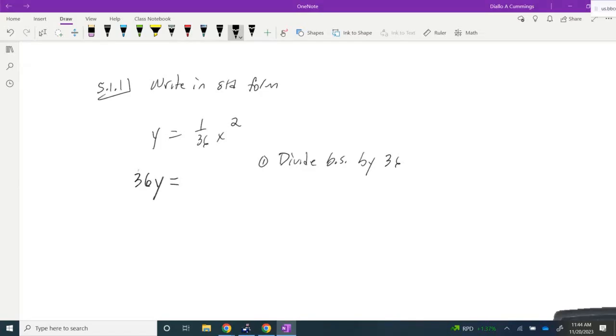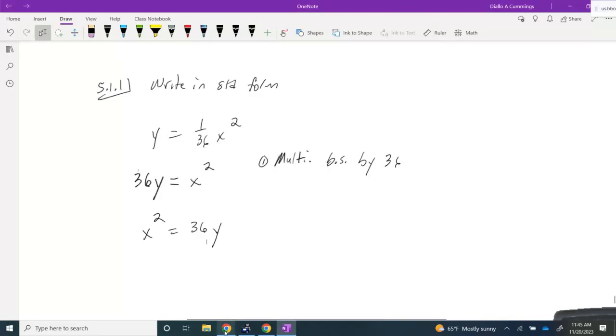And that should be multiplied. If I multiply the left-hand side by 36, I get 36y. If I multiply the right-hand side by 36, the 36 cancels, and I have x squared. So I have 36y is equal to x squared. So I'm just going to reverse it, so it kind of looks like the model form.